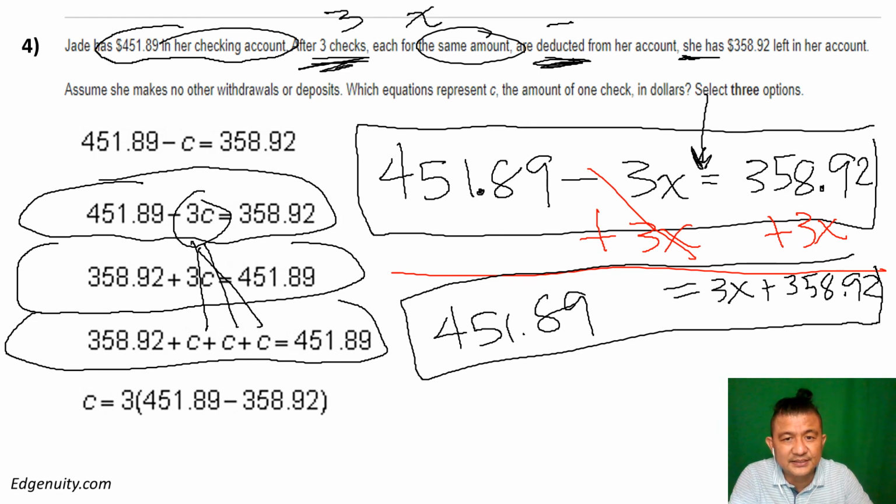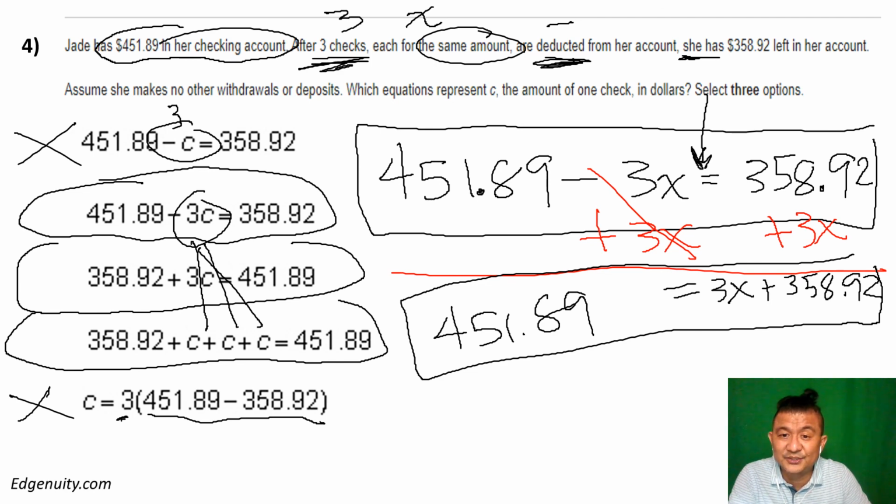Did we subtract c alone? No, it should be multiplied by 3. So not you. How about this? Did we multiply 3 by subtracting the amount first? No, that's not it. So not you. So these are the correct answers.